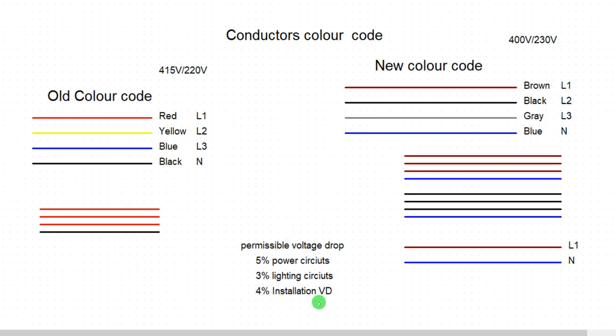Then the next one here is 4%. 4% is now referring to the entire system, the entire installation. Your entire installation, you have various outputs here. You have various circuits: lighting circuit, power circuit, signaling and control circuit. The whole of your system installation should not drop above 4% of the declared voltage.